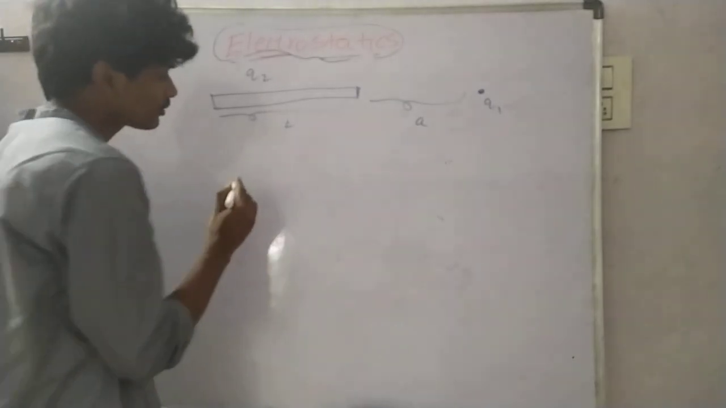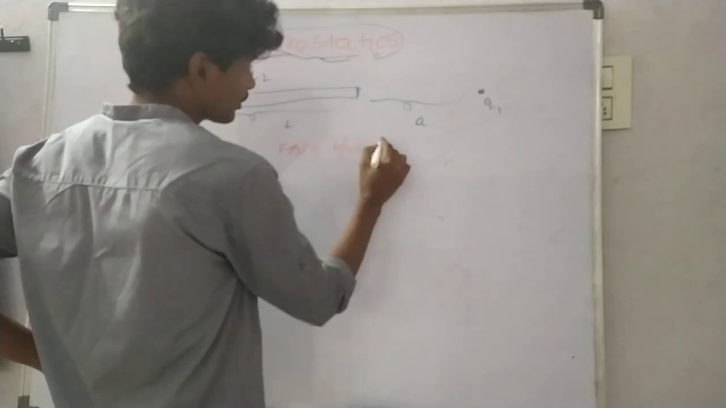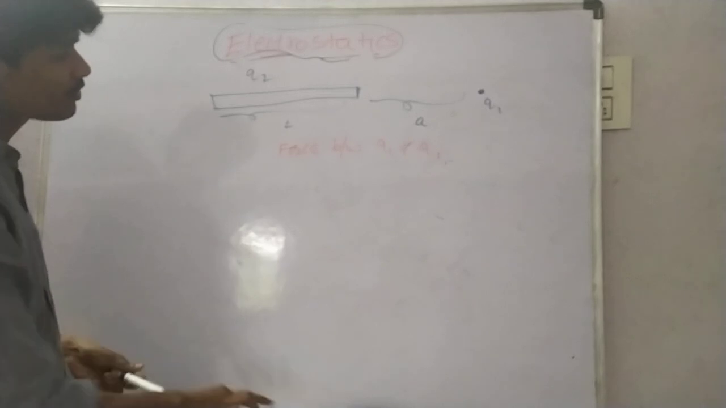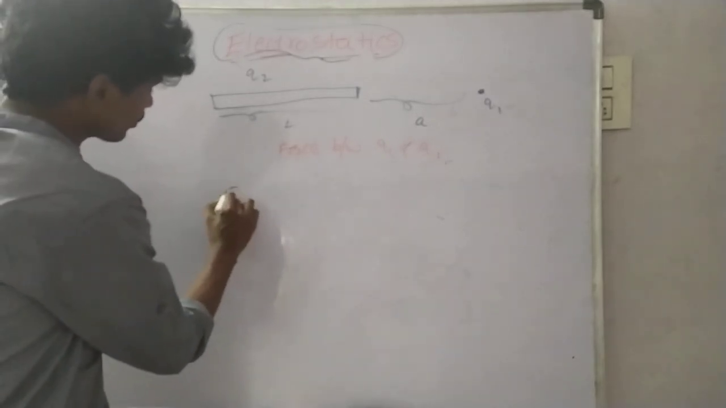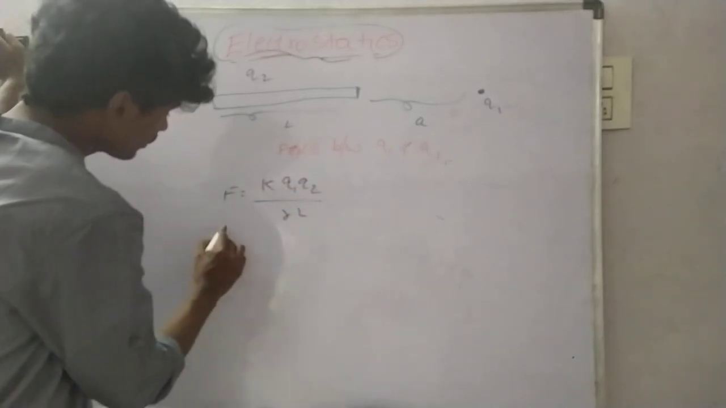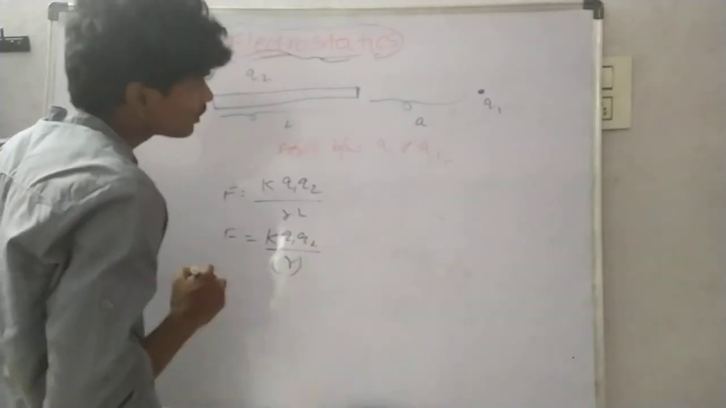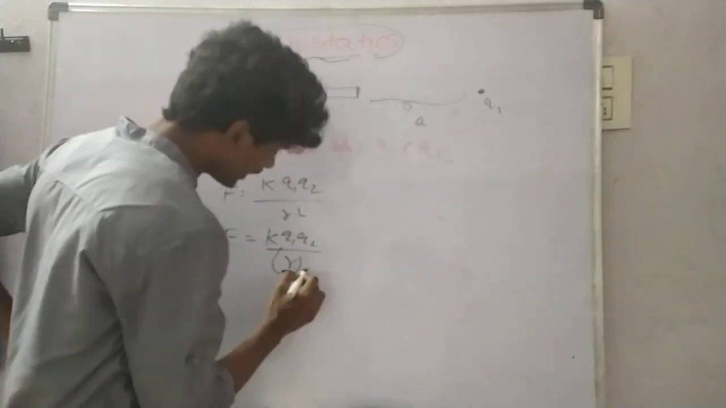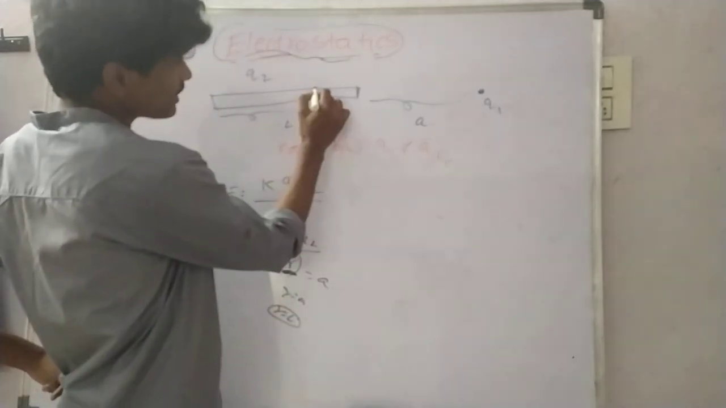So the question is, force between Q1 and Q2. So let's try to solve this question. First of all, I would like to solve this question using our Coulomb's law. So F is equal to K into Q1 into Q2 by R square. Then I will be getting F is equal to K into Q1 into Q2 by, what is this R? What should be the value of R? Should I take the value of R as A, or is it L? What is R? Because charge is here.